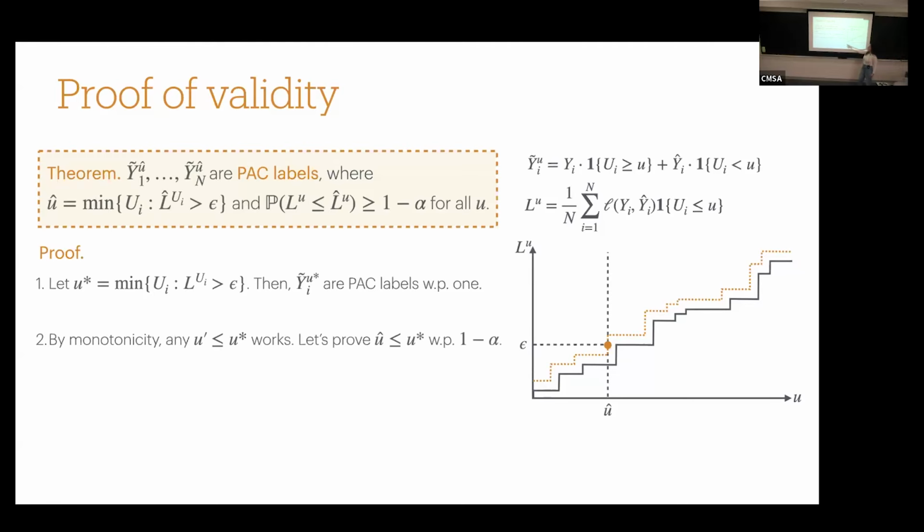So really, the only thing we want to prove is that our u hat will be upper bounded by u star with probability 1 minus alpha.